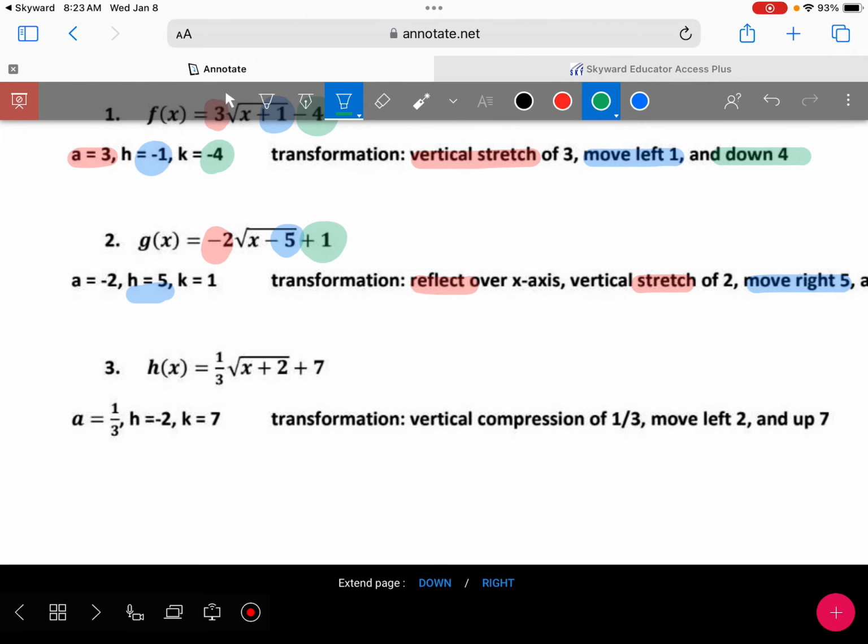All right. For this last one, A is 1/3. 1/3 is a fraction between 0 and 1. That's why it compressed. The H value, instead of saying that it's a +2, is actually the opposite. It's -2, which is why it moved to the left. And the K value is +7, which is why it moved up. So now let's go ahead and do it together.